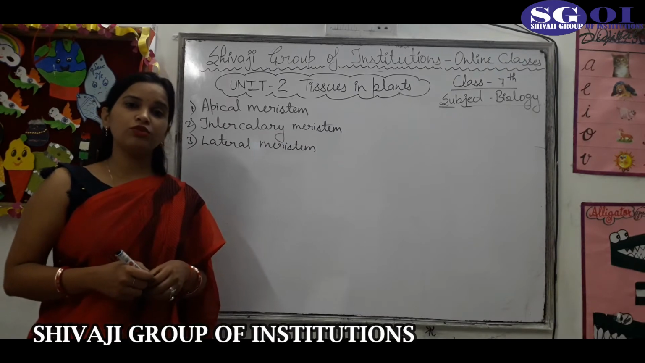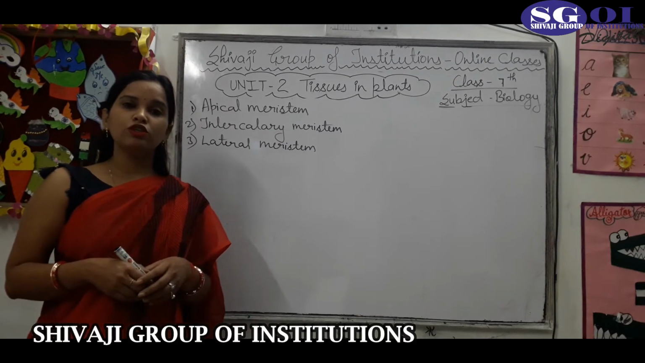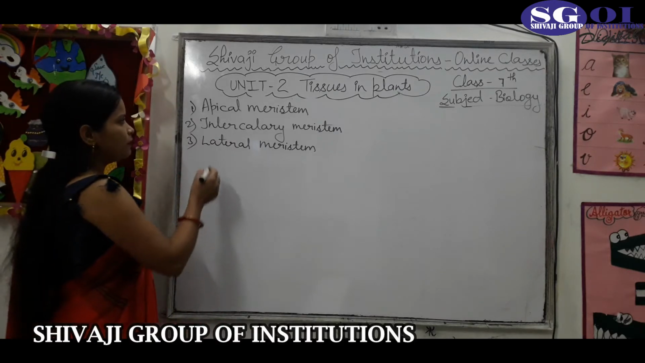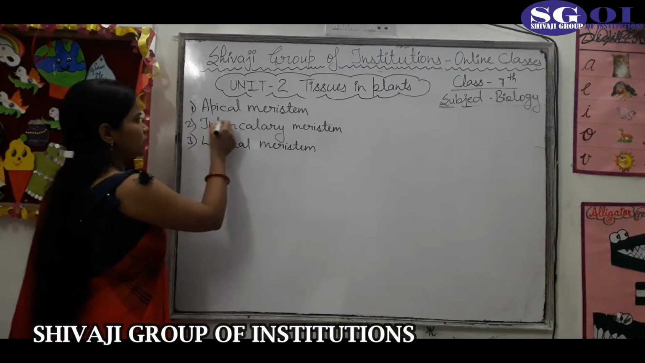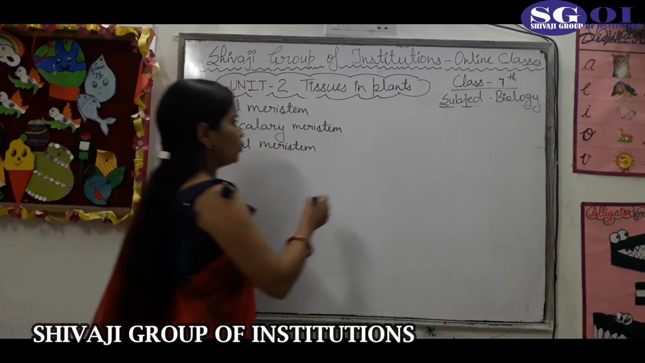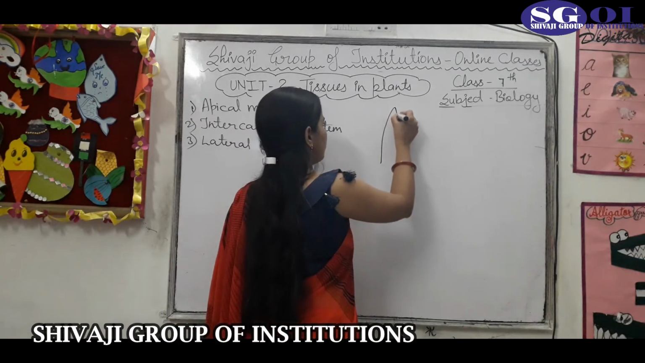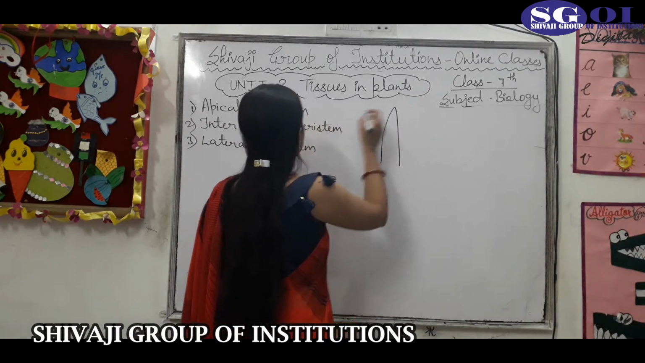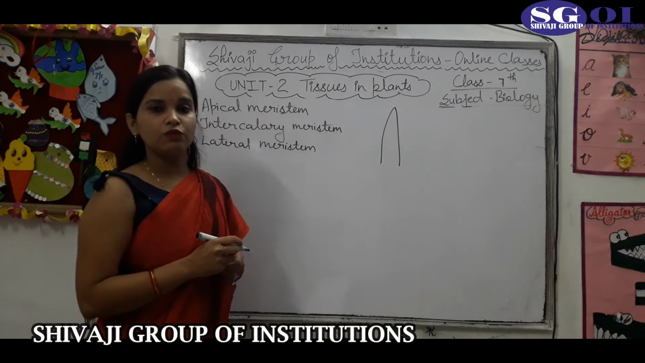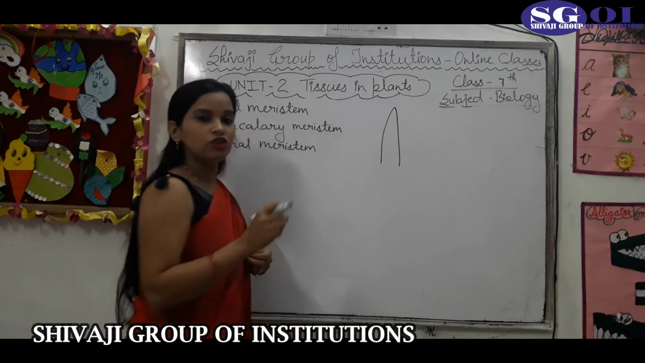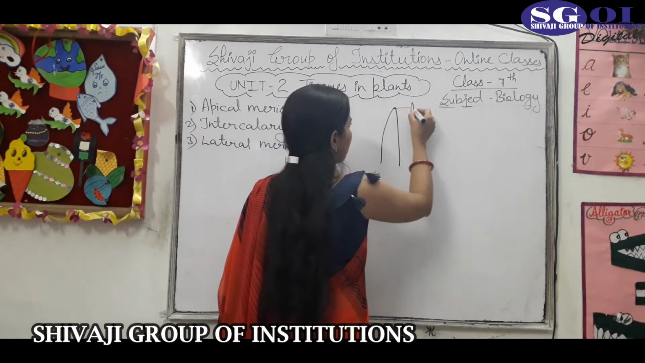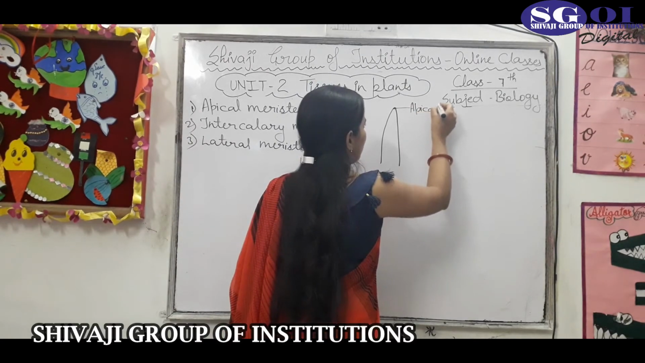So meristematic tissues are of three types. On the basis of their position where they are found, the meristematic tissues are of three types. First is apical meristem, second is intercalary meristem, and third is lateral meristem. So where are these three types of meristematic tissues found? First is apical meristem. The apical meristem is found at the tip of the root and shoot. Suppose this is the tip of the shoot. So here the apical meristem is found.